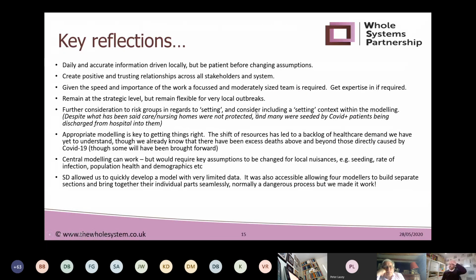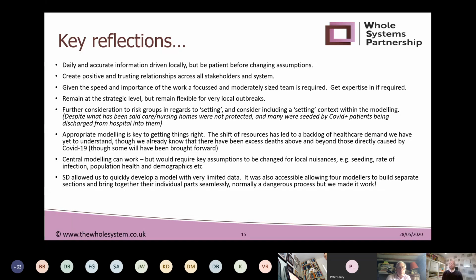So some key reflections. I'm aware of time. I've got about a minute left. Daily inaccurate information driven locally, but be patient about changing the assumptions. We were getting daily data coming through. We weren't sure of its accuracy, and we held tight before we started to change the assumptions that we had. We had levels of confidence in the assumptions that we did have.